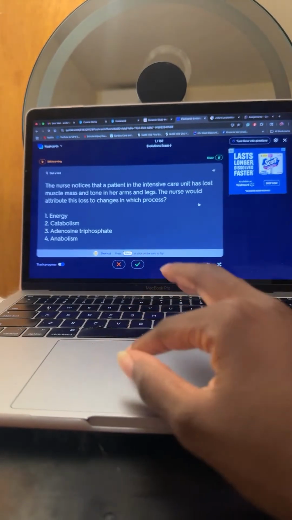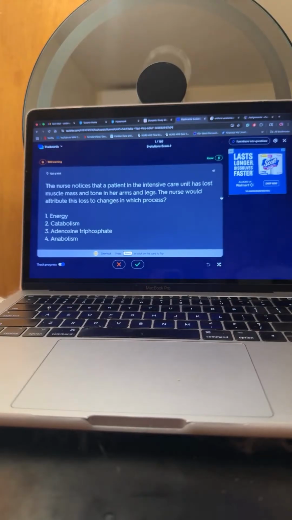First question is, hopefully you guys can see this clearly. I tried to get as close to my computer. I can't zoom in on here, but hopefully you guys can see.